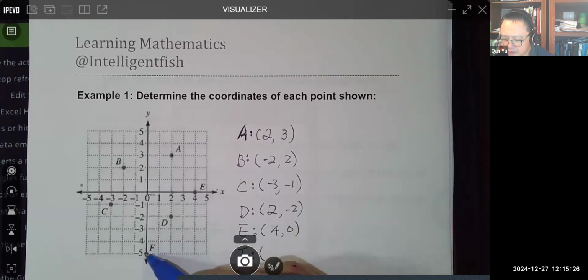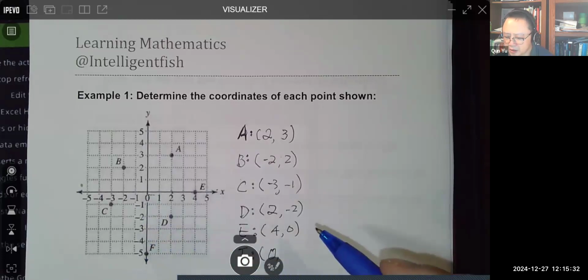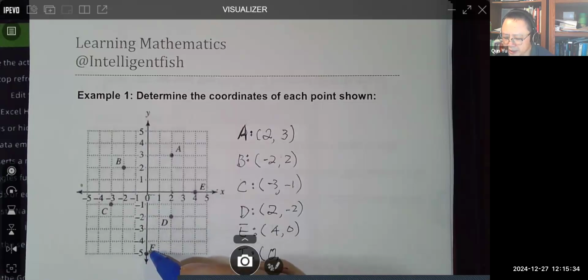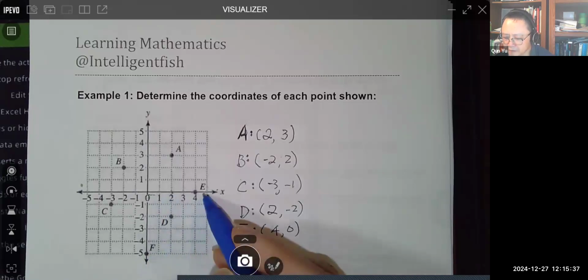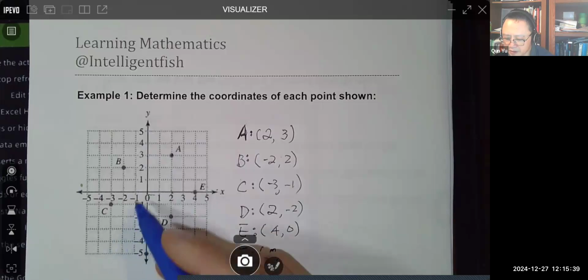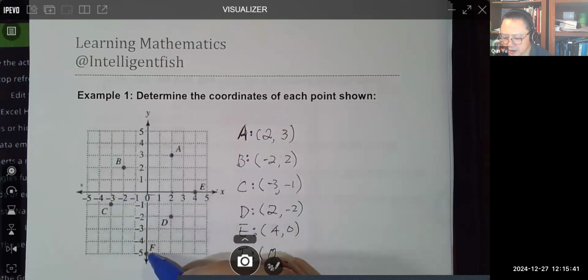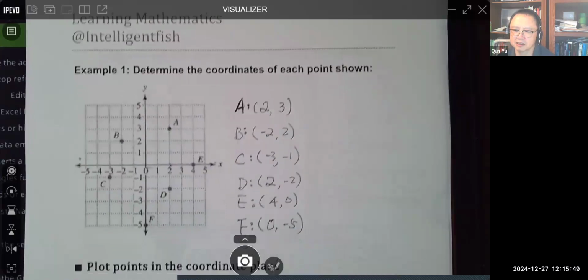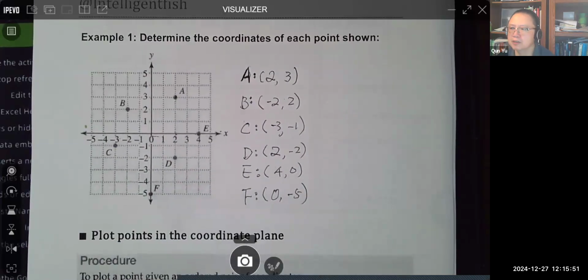Now the last point, F, is on the y-axis. So apparently the x value is 0. You draw a perpendicular line to the x-axis, that's 0. It makes sense actually. If your point is to the right, x will be positive. To the left, x will be negative. That's why on the y-axis, it's always 0. The y value apparently is -5. So that's our first example.